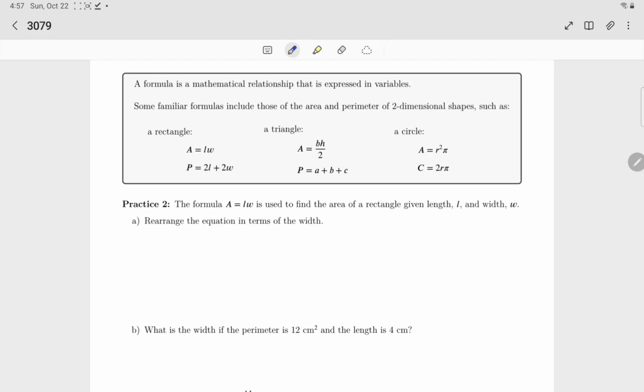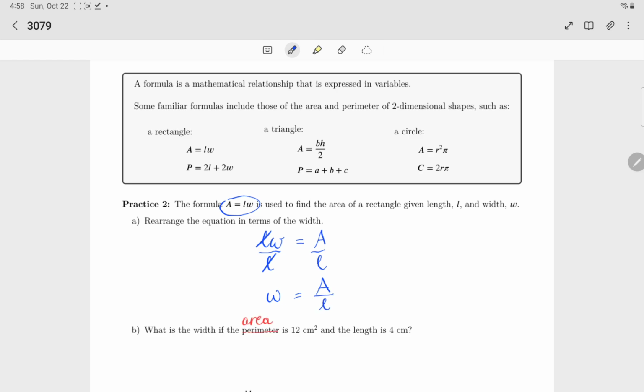Let's look at practice 2. The formula area equals length times width is used to find the area of a rectangle given length L and width W. Rearrange the equation in terms of width. We would like to have our unknown on the left side. Let's switch the sides of the equation. L times W equals area. Now all we have to do to isolate W is to divide both sides by length. Width equals the area divided by L.